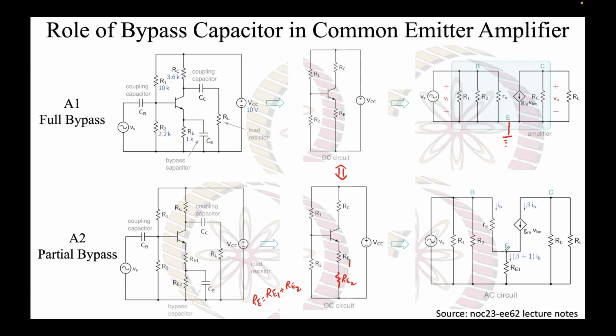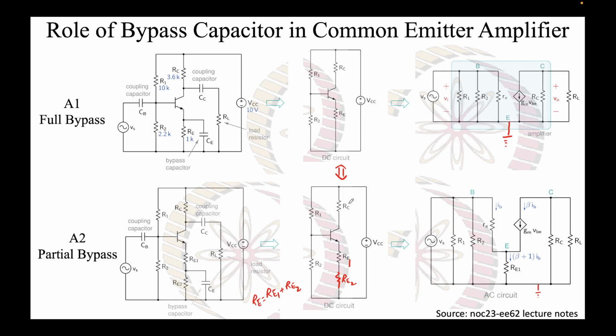However, now rather than the emitter being directly connected to ground, note here the emitter is directly connected to ground. In this case, for the A2 amplifier, the emitter will not be connected to ground. The emitter will be connected to ground through a resistor RE1, which you can see, and this again we can treat as the ground or the AC ground. So this is a key difference.